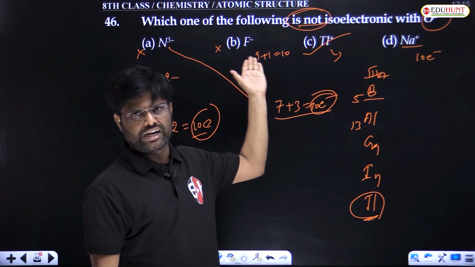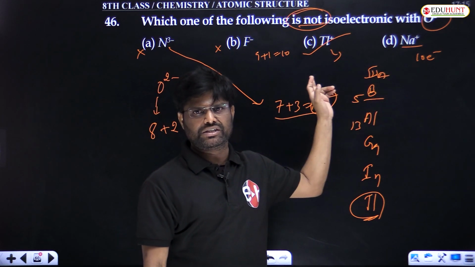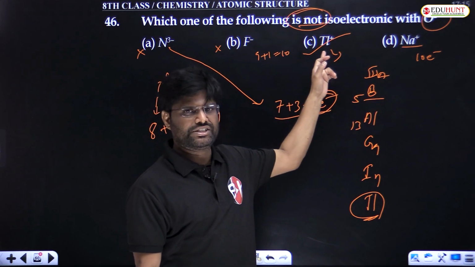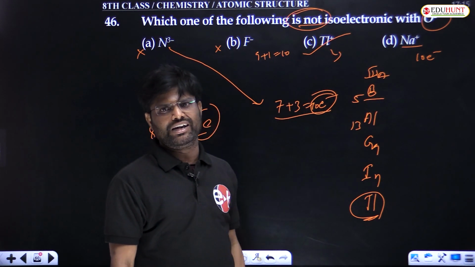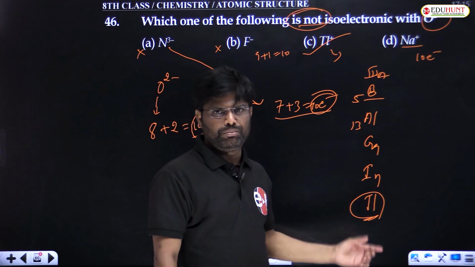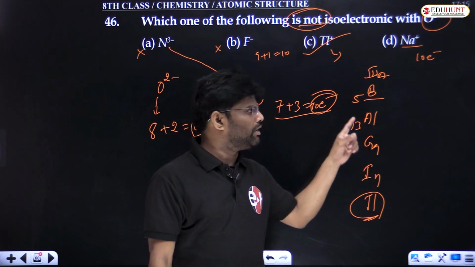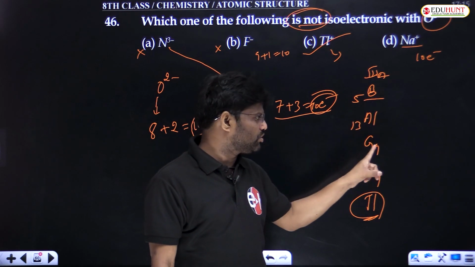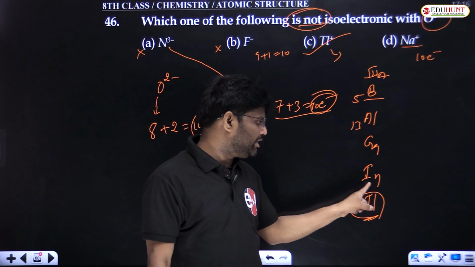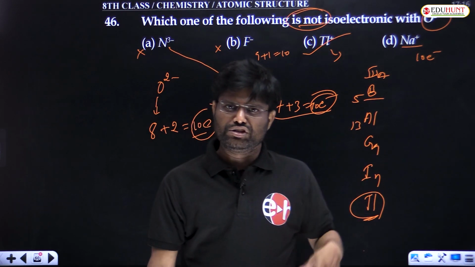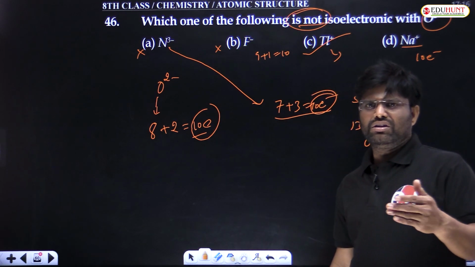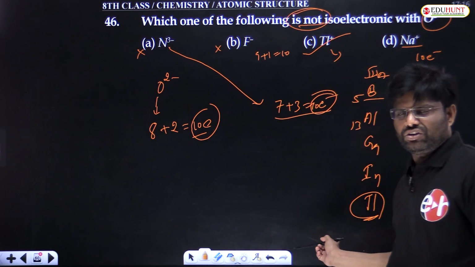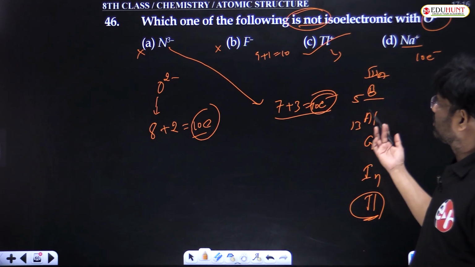First option 10, second option 10, fourth option also 10, but the third option, C, has more than 10 electrons. Thallium, because thallium is the third A group or 13th group element: boron, aluminum, gallium, indium, thallium. So thallium is more. After you remove one electron, you will get Tl plus. So that is more only.